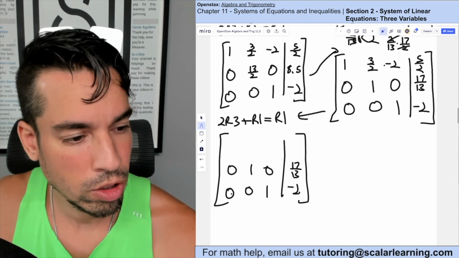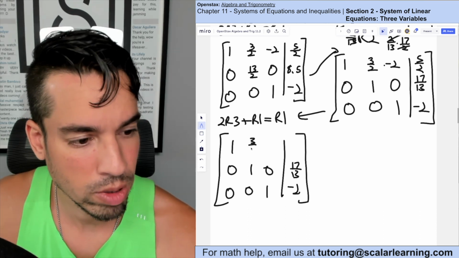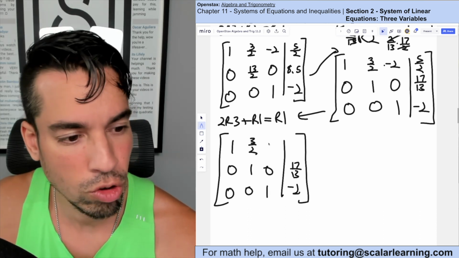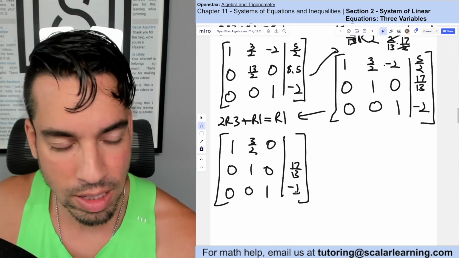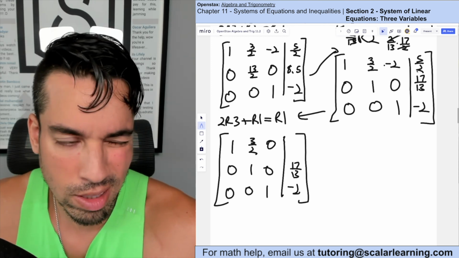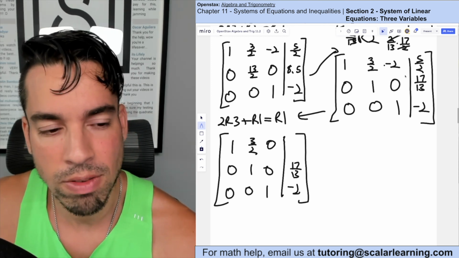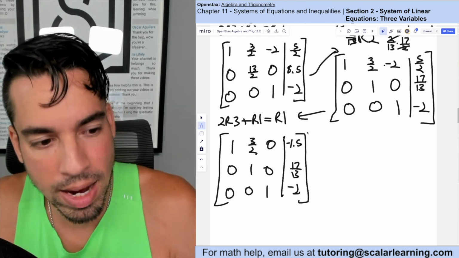So 2 times 0 is 0 plus 1 is 1. 2 times 0 is 0 plus 3 halves is 3 halves. 2 times 1 is 2 plus negative 2 is 0. And then 2 times negative 2 is negative 4, and then plus 5 halves. Let's just do it in decimal format. So that's 2.5 plus negative 4 is negative 1.5. We'll flip it back as needed.